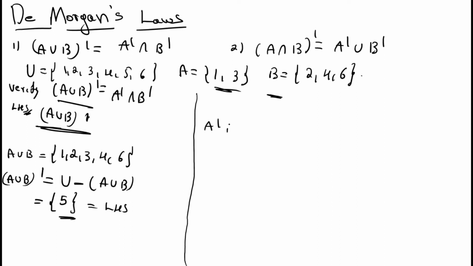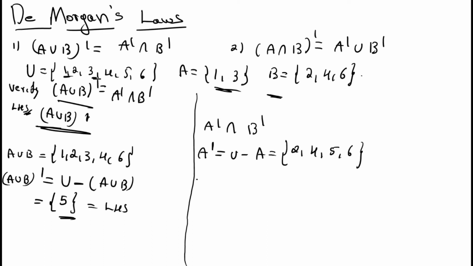A dash intersection B dash. What is the meaning of A dash? A dash means U minus A. It's equal to the elements of the universal set which are not in A. 1 is there, 3 is also there in A. Write the remaining elements: 2, 4, 5 and 6.